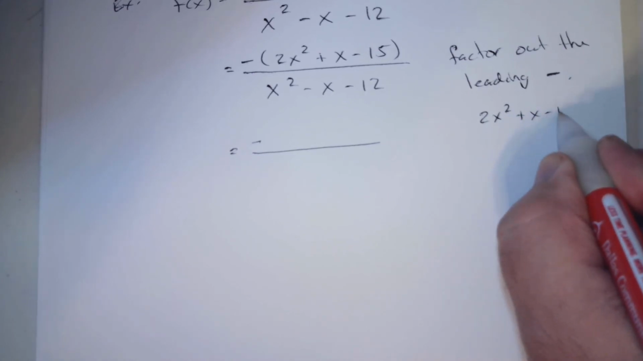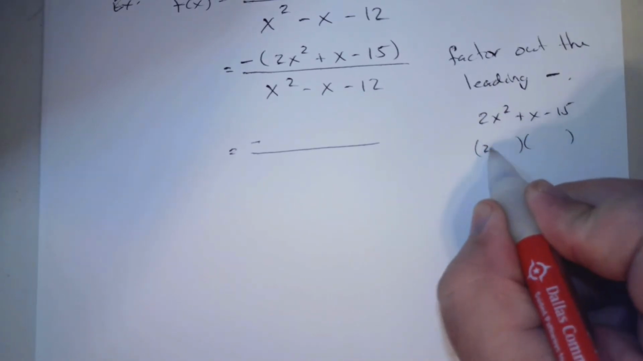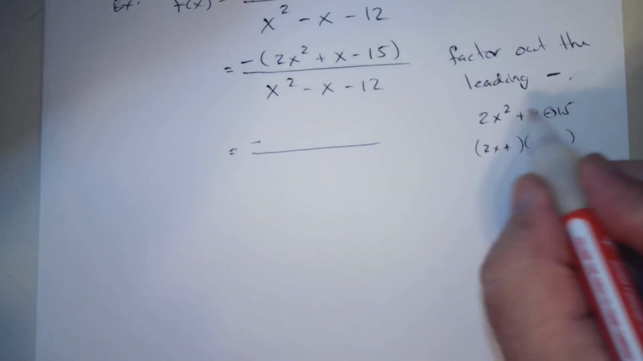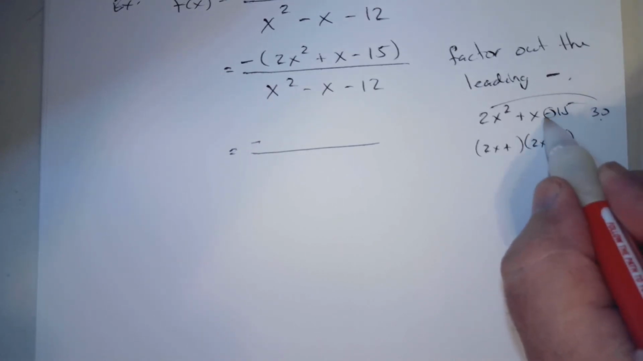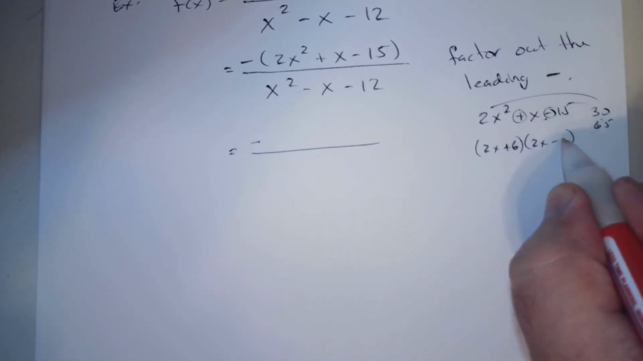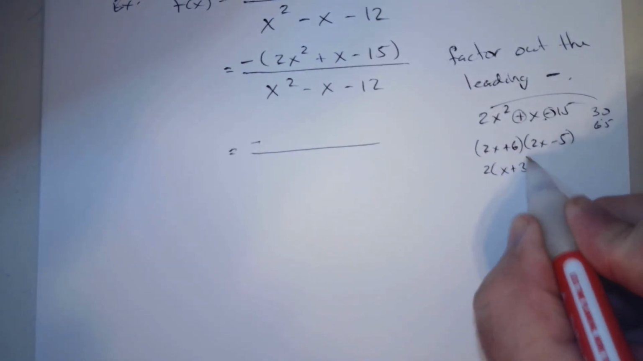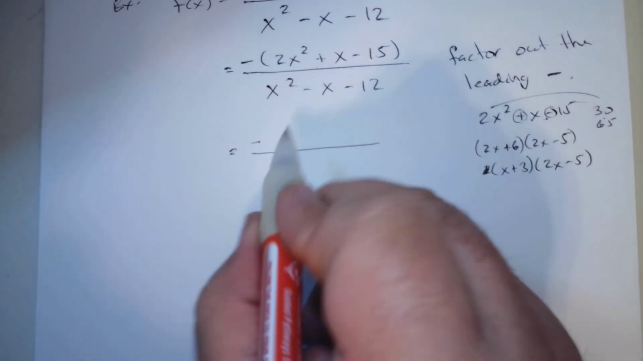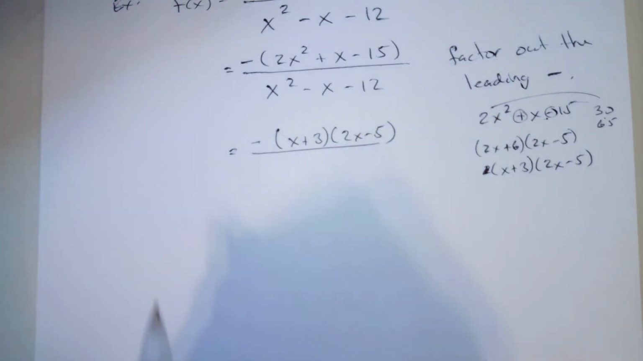2x squared plus x minus 15. So we have 2x, positive, negative. 2 times 15 is 30. What times what is 30? When you subtract them, you get 1: 6 and 5. So the 6 goes in the positive. Factor out the 2. So it equals x plus 3, 2x minus 5. That's the top one.